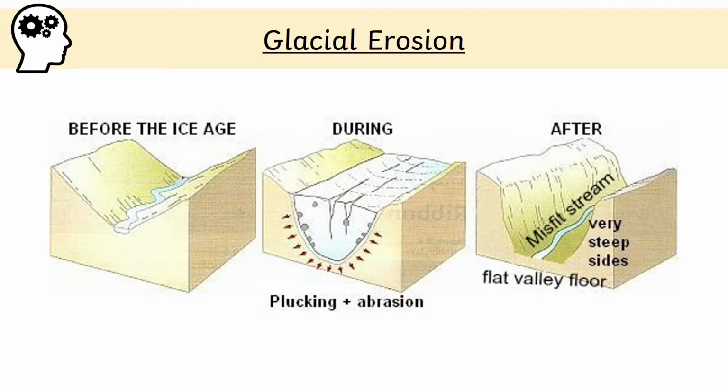The first is plucking. This is when rocks underneath the ice freeze into the glacial ice sheet. As the ice moves, the rock is therefore torn out of the ground and taken away by the ice. The other type is abrasion. This is when rocks being carried at the bottom of the glacier and ice sheet are forced to scrape across the land below, which can make it deeper over time.